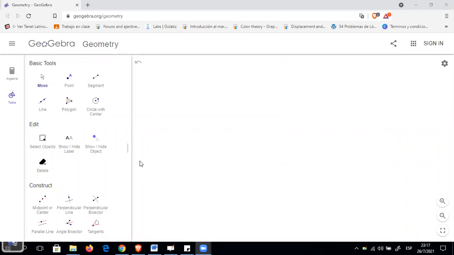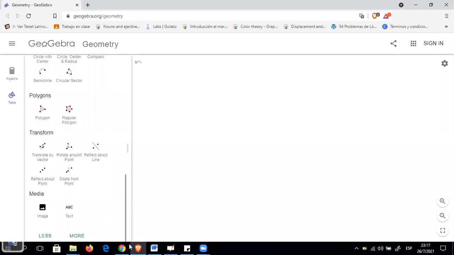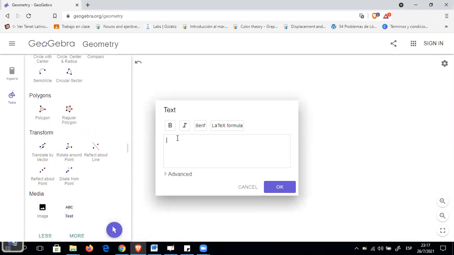Now, we are going to prove one property of the external angles of a triangle. We're going to write the title first, move into media, text, and here we're going to write external angles of a triangle.